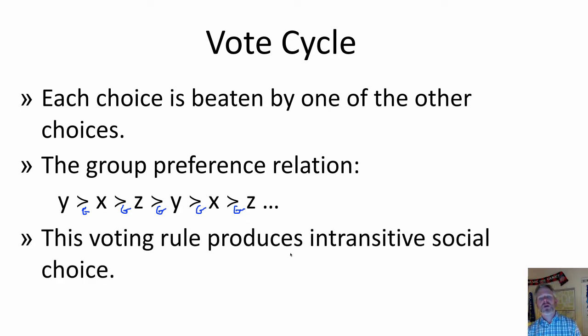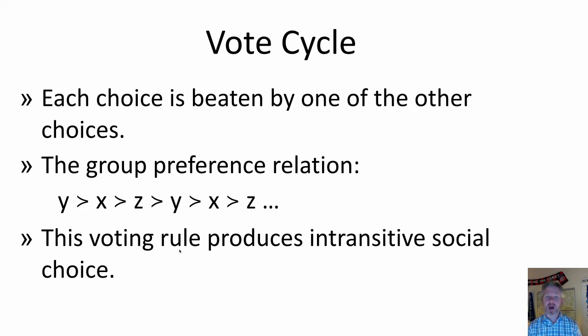This voting rule can produce intransitive social choice. So pairwise majority rule can give you a group choice that's actually not transitive. The voters' preferences are transitive, the individuals' preferences are transitive, but the group choice is not transitive.